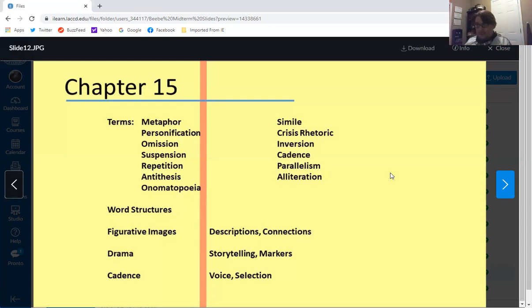memorable word structures: your drama and cadence. It's the idea with drama. We're talking crisis rhetoric, omission, inversion. No, not inversion, I always get that one. No, inversion, suspension. Yeah, suspension. These are storytelling techniques. They're markers in your speech.